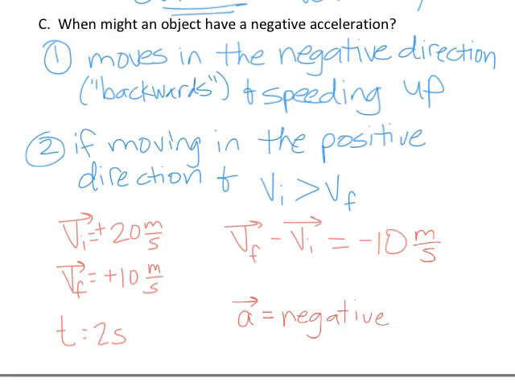So to summarize, our two cases when an object can have a negative acceleration, one is to be moving in the negative direction but speeding up, and the other case would be if the object is moving in the positive direction and slowing down. These two things make really good quiz or test questions, so make sure you go over them and that you understand. If you're not sure about anything on this slide, be sure and ask me about it in class.